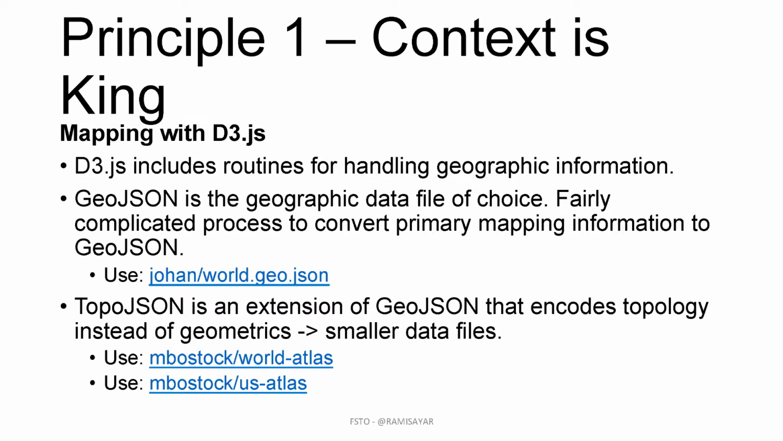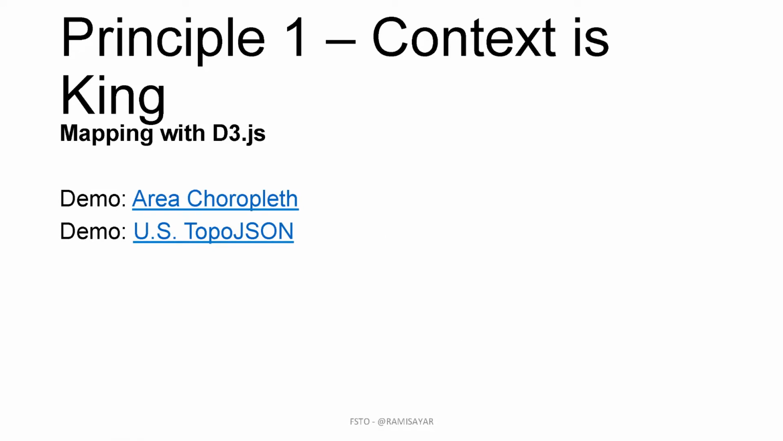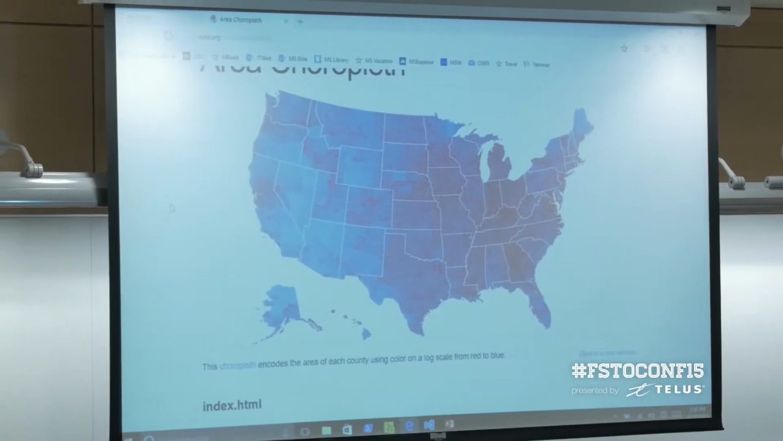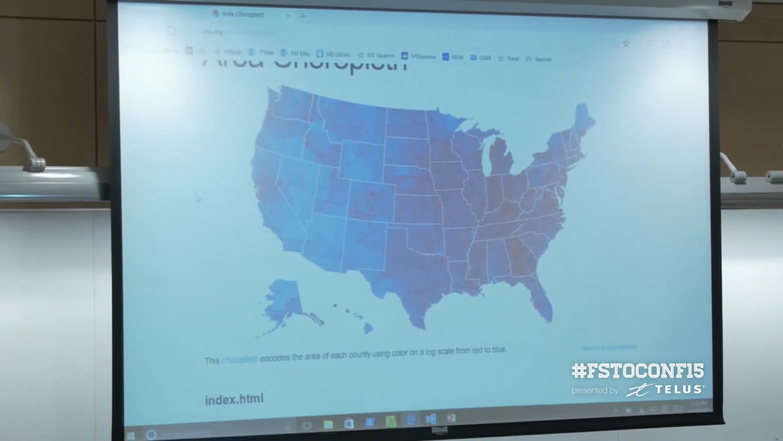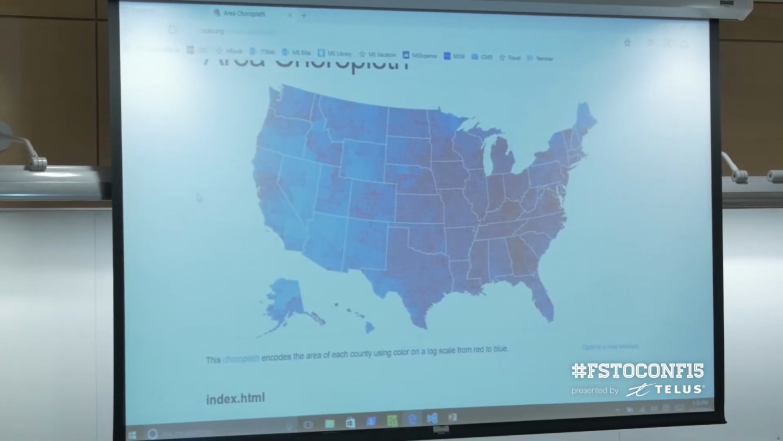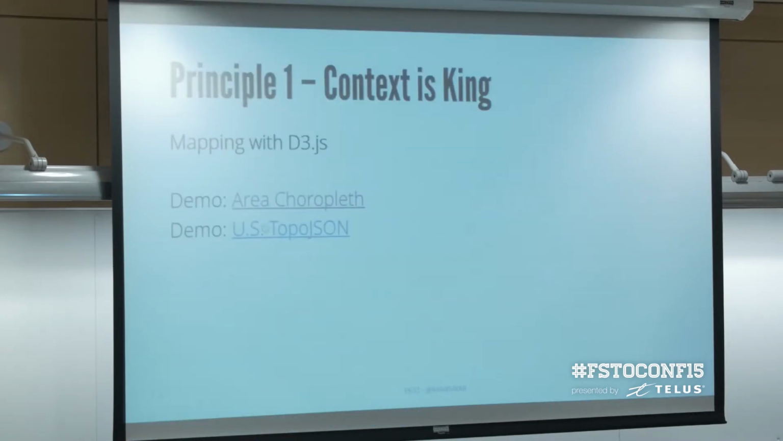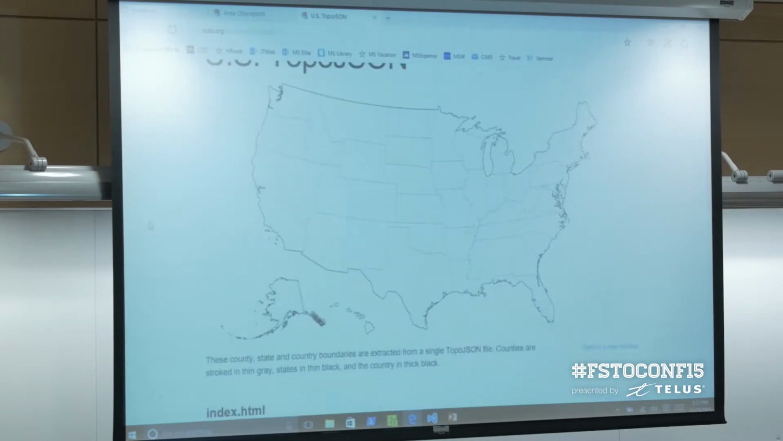If you want to see some demos, I actually have a few. Here's an example of coloring the counties. So he's using a log scale from red to blue, which makes it really, really clear. And the color is based off how big that county is. So the bluer the parts of the states are, the bigger the counties are, versus the deeper reds that you get, the smaller the counties are. It's pretty fun. Here's another example. This is just topo.json. This is a single file that gives you all this information.